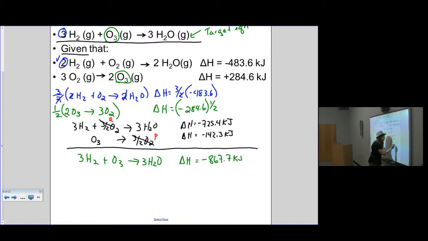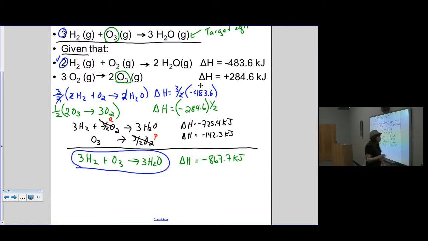867.7 kilojoules. Okay, so when you do Hess's law, you find the target equation, and then you manipulate the given equations. Anything you do to the given equations, you want to do likewise to your delta H. Then you set it up so you can clean it up, and make sure that what you've got down here is the same thing as what you're looking for. And if that's true, then you just add up your delta H's. All right, so that's Hess's law.